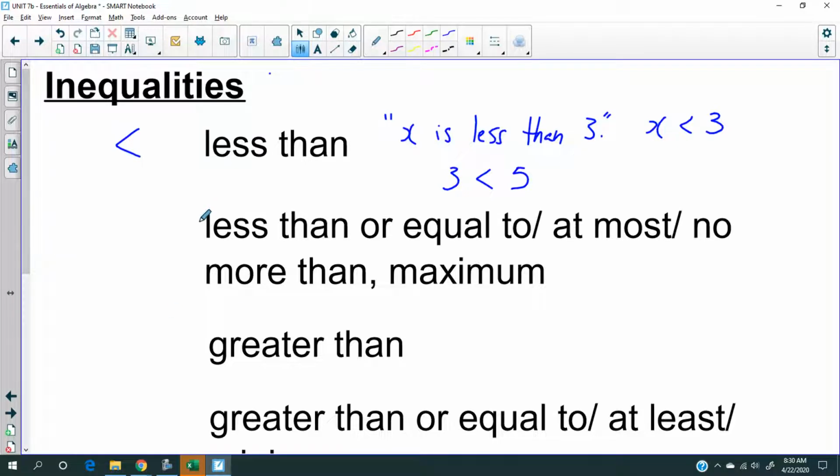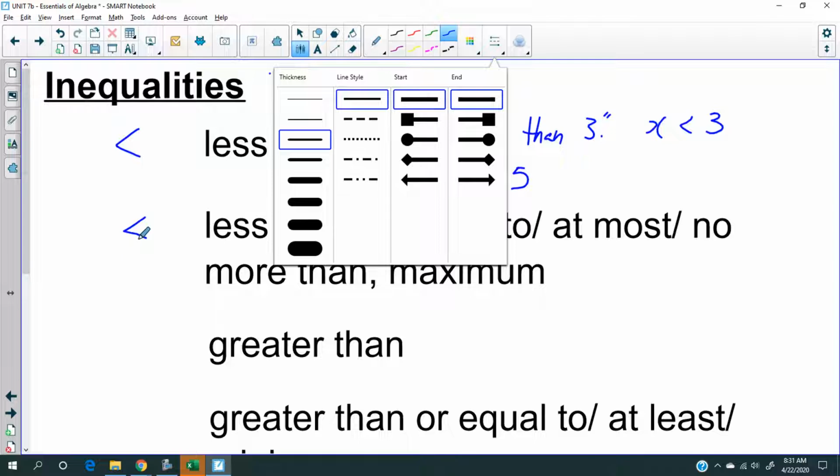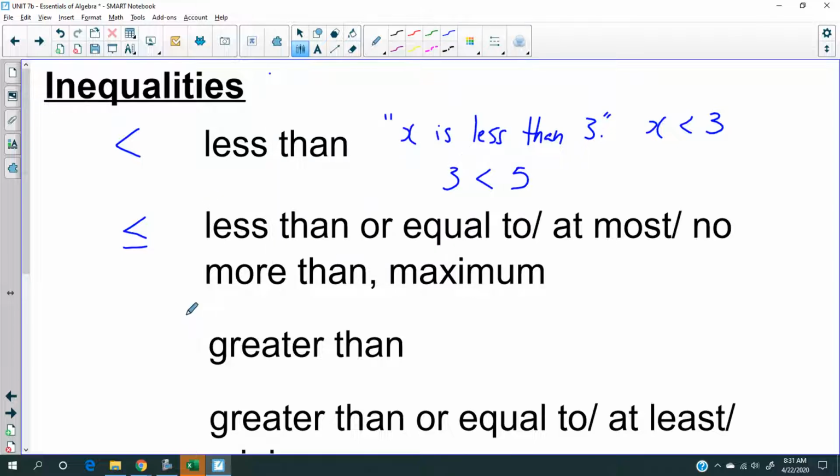Now the second one is this. You might want to write this down right now. Less than or equal to, or at most, no more than, maximum. I'll give you an example. This is less than, or equal to. Imagine if this and this were combined together. This is the symbol you'll get. That's the less than or equal symbol. Let me give you an example for both of these.